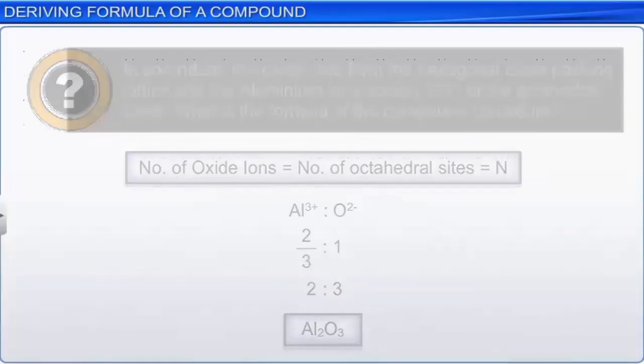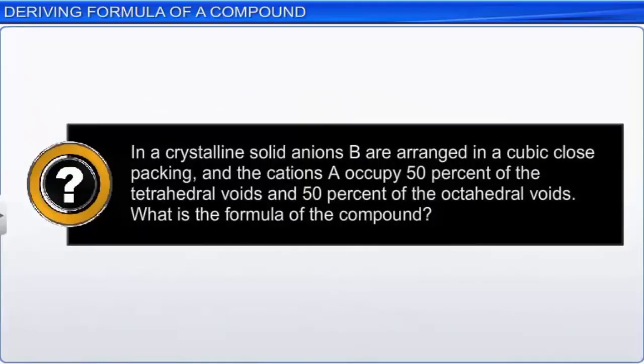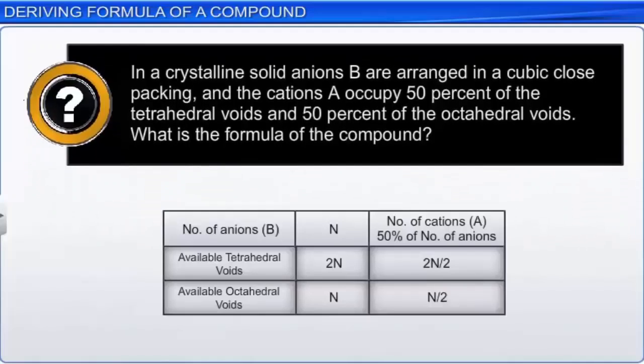Let us solve one more problem. In a crystalline solid, anions B are arranged in a cubic close packing, and the cations A occupy 50% of the tetrahedral voids and 50% of the octahedral voids. What is the formula of the compound? Now anions B are arranged in cubic close packing. If n is the number of anions B, then the number of available tetrahedral voids is equal to 2n, and the number of available octahedral voids is n.